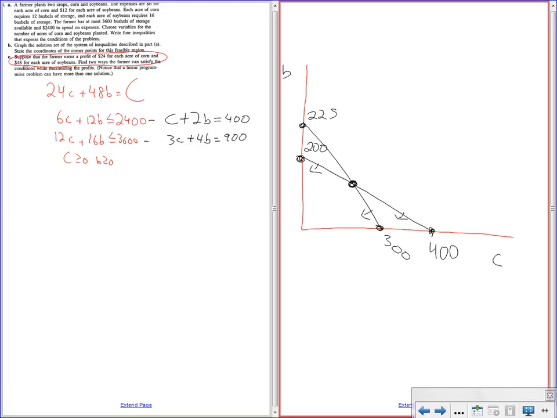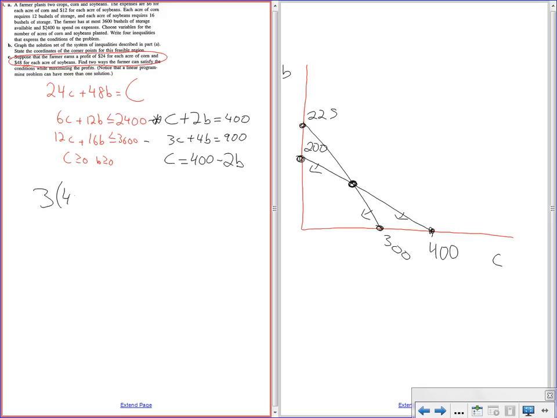So I'm at a 4-sided figure again. I can say that C is 400 minus 2B from here. So 3 times 400 minus 2B plus 4B is 900. All I did was use substitution there. 1200 minus 6B plus 4B is 900. Moving things around real quick, you get 300 is 2B.